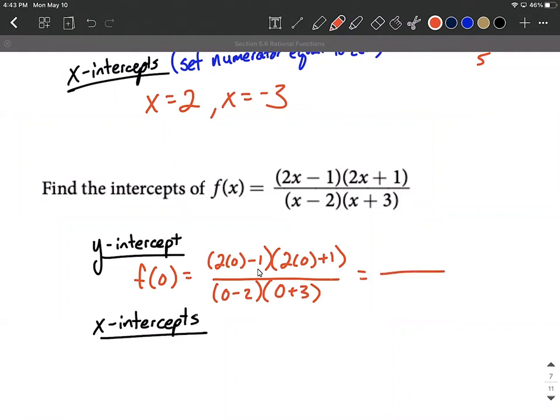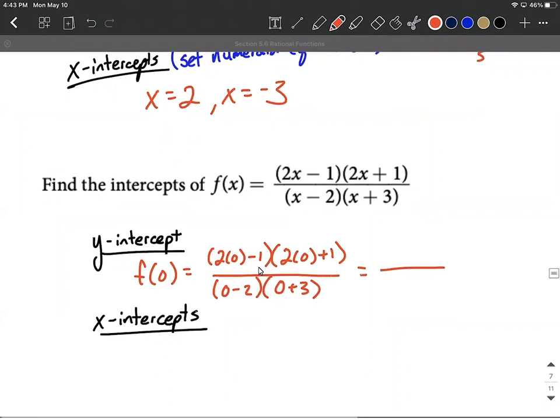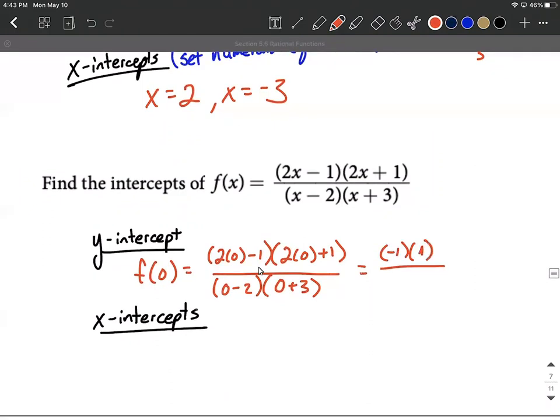We have 0 minus 1 is negative 1, and 0 plus 1 is positive 1, over 0 minus 2 is negative 2, 0 plus 3 is 3. So negative 1 times positive 1, we have negative 1 over negative 6, which will simplify down to be positive 1 over 6. All right, for our x-intercepts, recall x-intercepts are when the numerator is equal to 0.